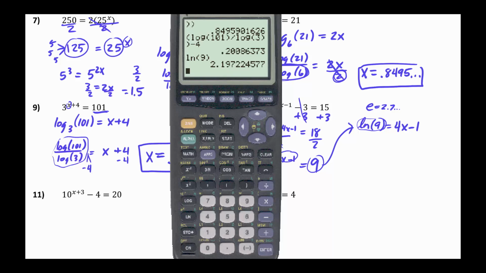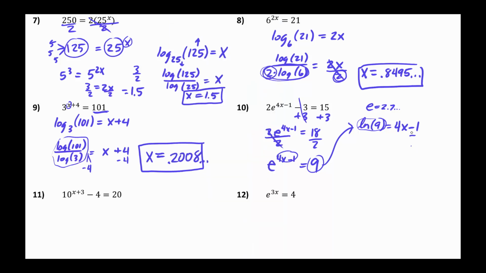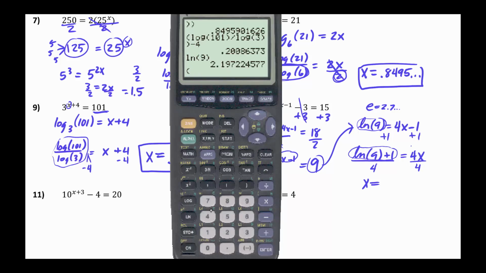In order to solve the rest of this, I got to get rid of the extra stuff. So that means adding 1 and adding 1. So I have the natural log of 9 plus 1 equals 4x. Divide by 4, and when I divide by 4, you have to divide the whole side by 4. So x is going to equal probably some crazy decimal. Keep in mind this thing is all trapped together in the numerator, so I'm going to have to put parentheses there. So let's trap the natural log of 9 plus 1 all in the numerator. Divide that all by 4 and hit enter. My answer is 0.7993.